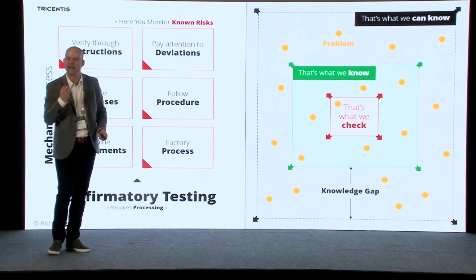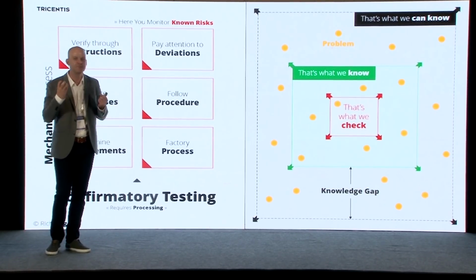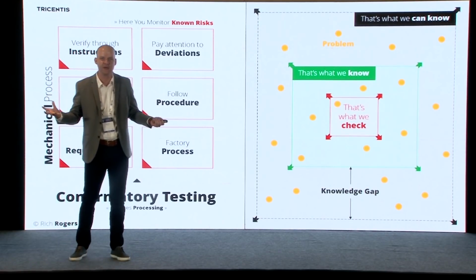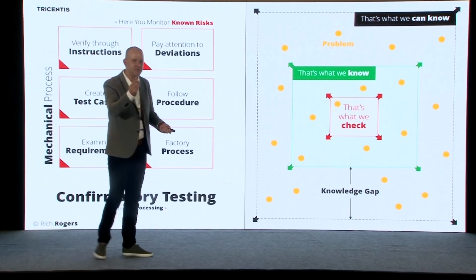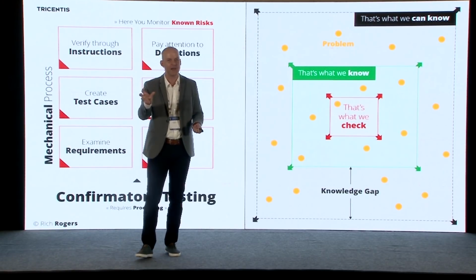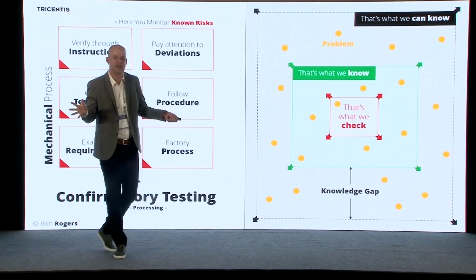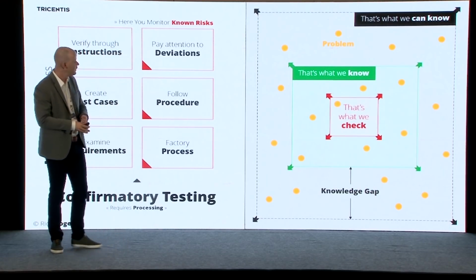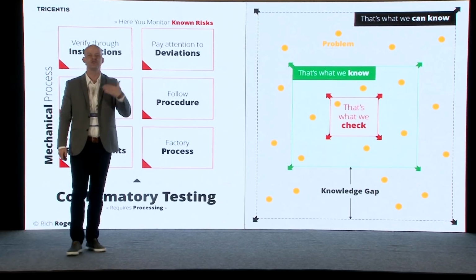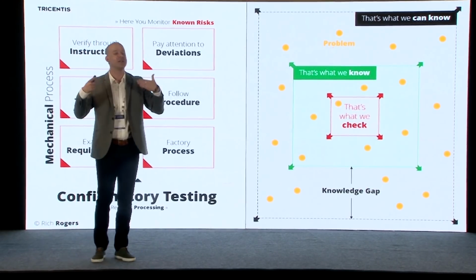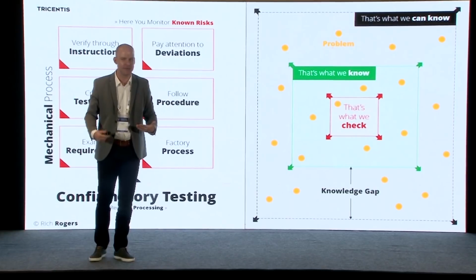And that's a very mechanical approach to testing, especially when it comes to test automation, right? Because automation is just doing what automation does. It just processes predefined data through your application in predefined test steps. That's all automation is doing. So it's all about monitoring your known risks. Here you just confirm what you already know. You confirm your existing beliefs.